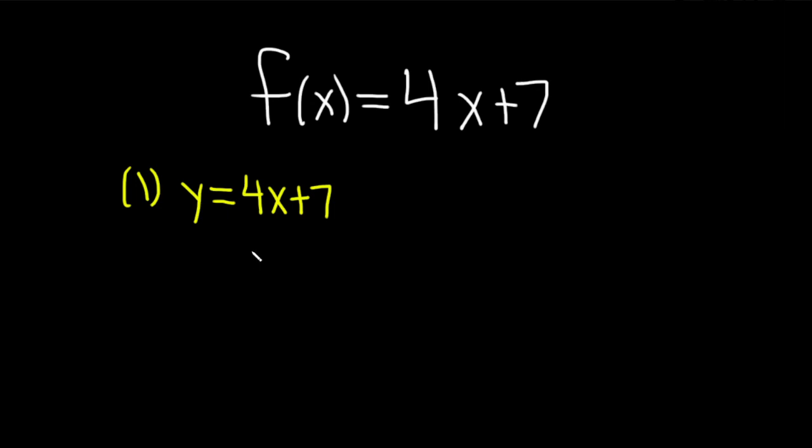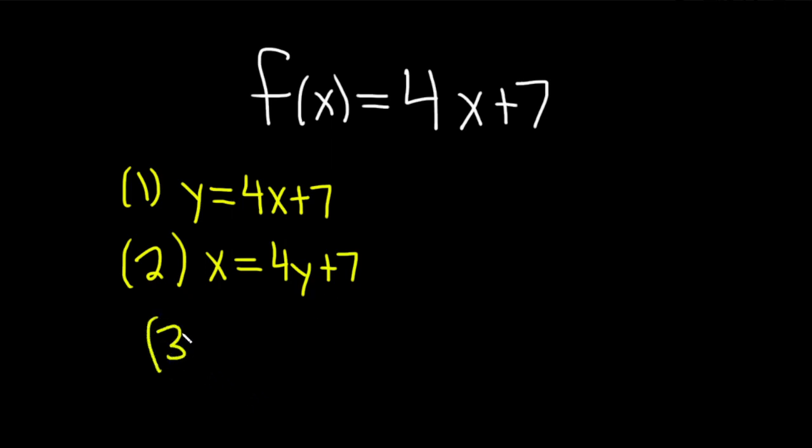The second step when finding the inverse of a function is to switch x and y. So instead of y, we'll call it x. And instead of x, we'll call it y. So x equals 4y plus 7. And the third step is usually the hardest step. It's to actually solve for y. So we have x equals 4y plus 7.